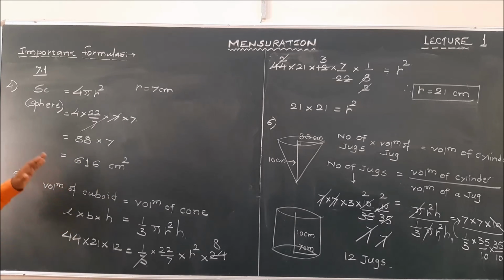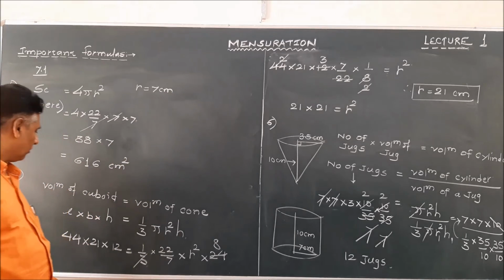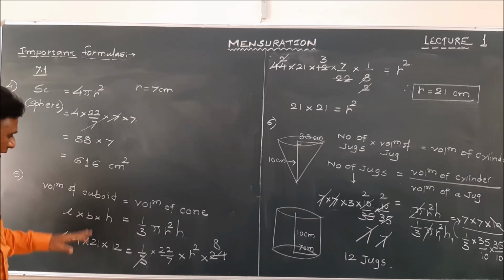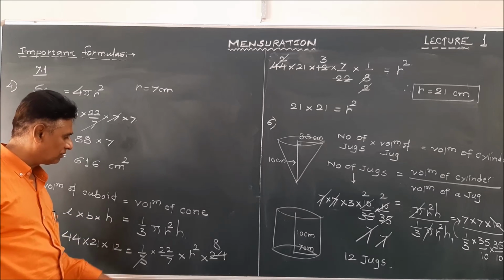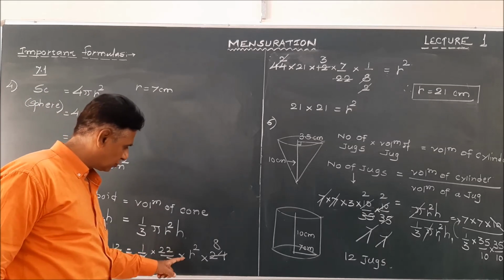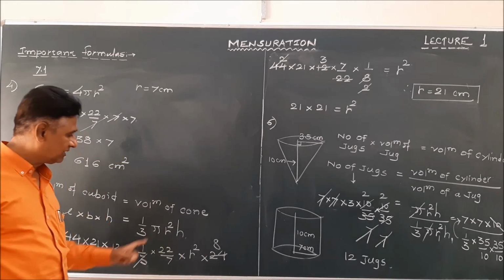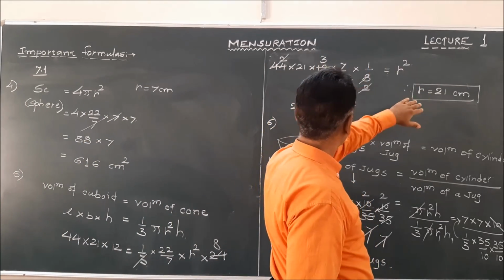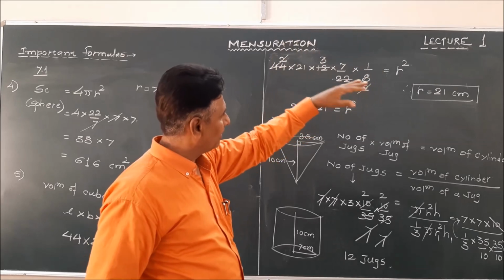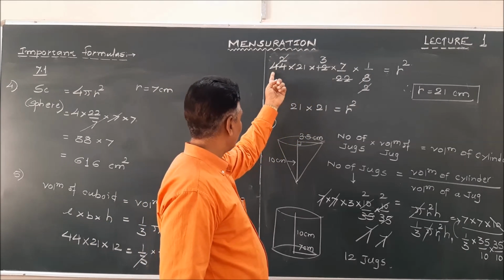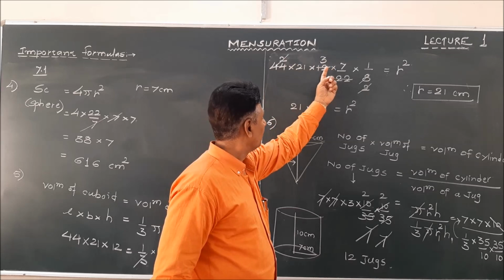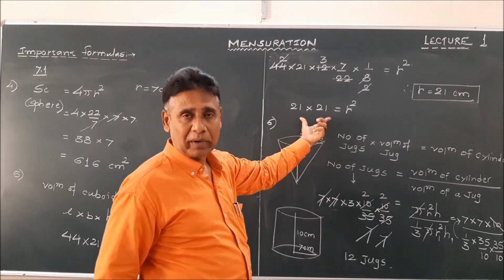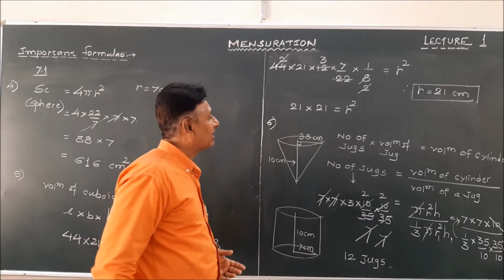Volume of cuboid. Cuboid is melted and cone is formed. So L into B into H equals 1 upon 3 pi r square H. 44 into 21 into 12, that is equal to 1 upon 3. Pi is 22 upon 7, radius square. Height is given as 24. 3 8s are 24. Now 44 into 21 into 12, 22 upon 7 becomes 7 upon 22. 8 becomes 1 upon 8. 22 2s are 44. Here 2 2s get cancelled. 7 3s are 21, 21 into 21 is 441. Square root of that is 21.